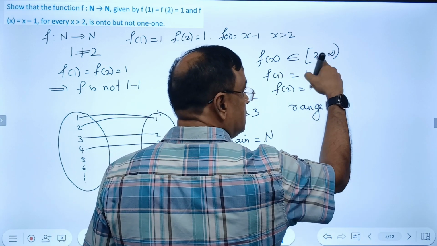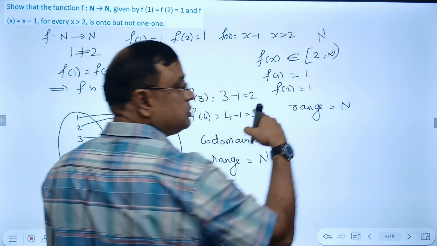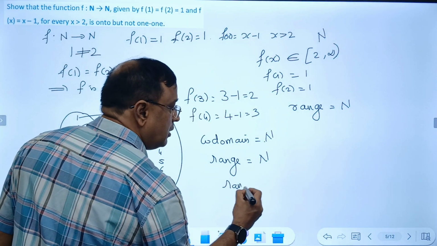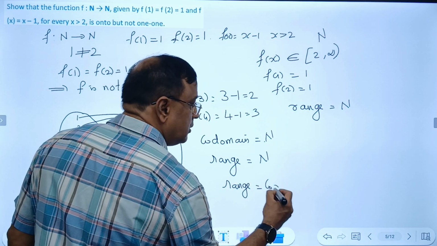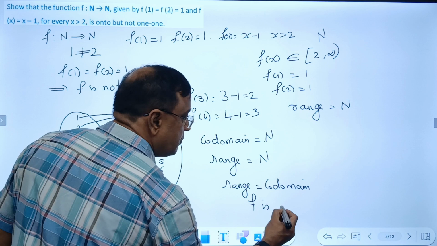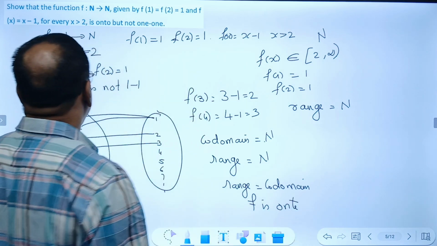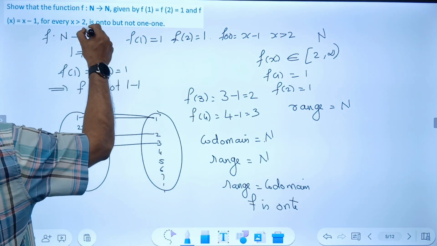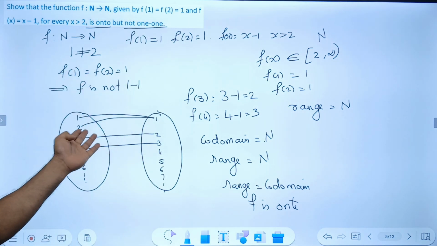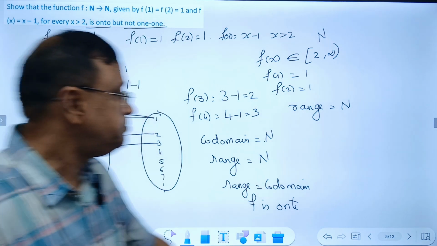I'm talking about natural numbers, okay? This is natural numbers 2 to infinity. So range equal to codomain. Therefore, what do you say about the function? Therefore, f is onto. So this is what he wants me to prove. I have to show that f is onto, but f is not 1 to 1. Why is it not 1 to 1? I think it's very obvious.